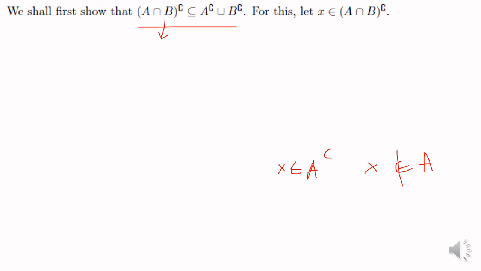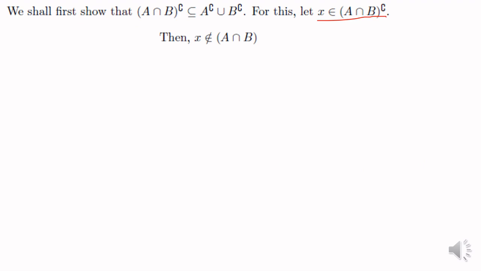Now here, X is an element of (A intersection B) complement. So this will imply that X is not an element of A intersection B. The elements of A intersection B are the elements which are common to both A and B. So X is not an element of A intersection B means X is not an element of A or X is not an element of B. X is an element of A intersection B only if it is both in A and B. So it is not in A intersection B means either it will not be in A or it will not be in B.